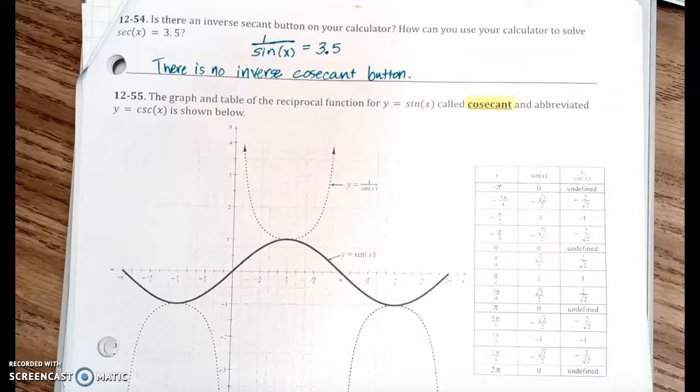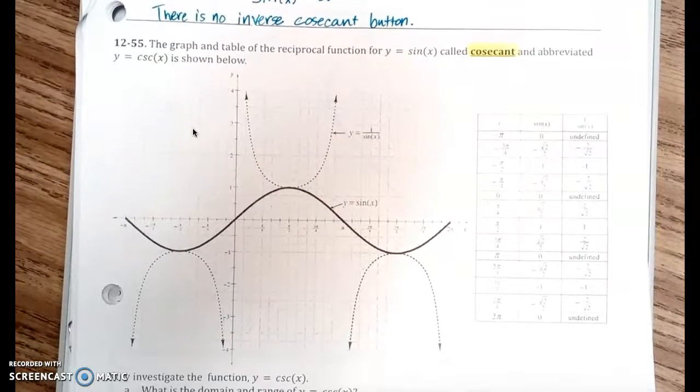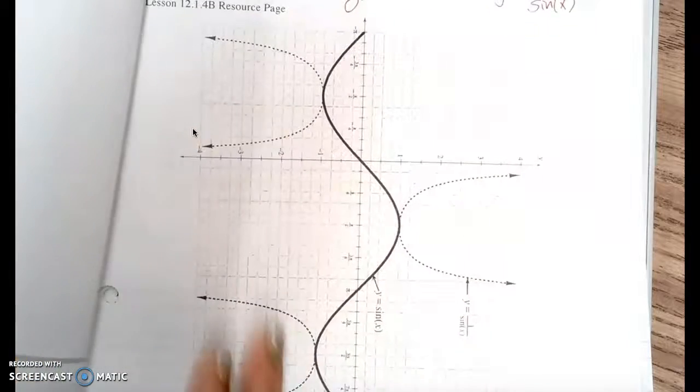Question 54 wants to know, is there an inverse secant button on your calculator? So no, there is no inverse secant button. So how can you calculate or solve for the secant of x being equal to 3.5? You're going to use 1 over the cosine of x. Question 55 says, the graph of the table of the reciprocal function for sine of x is called the cosecant and abbreviated as y equals the cosecant is shown below. It's actually shown here and a little bit bigger right here if you need to see it.